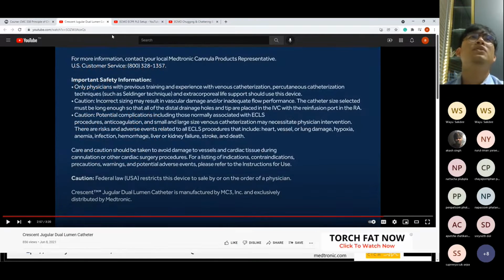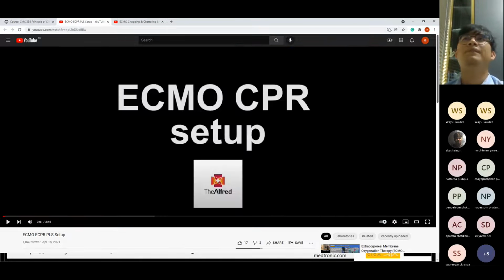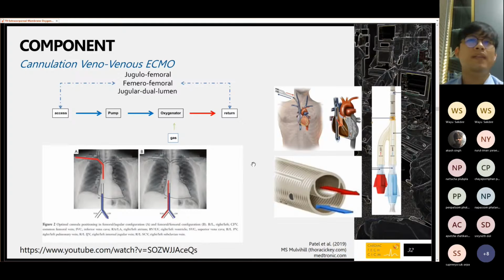Okay, so using the dual cannula like here is going to help, because it's only one access, right? One insertion. For the procedures like here and here, you need double cannulations. It takes more time to start the ECMO.